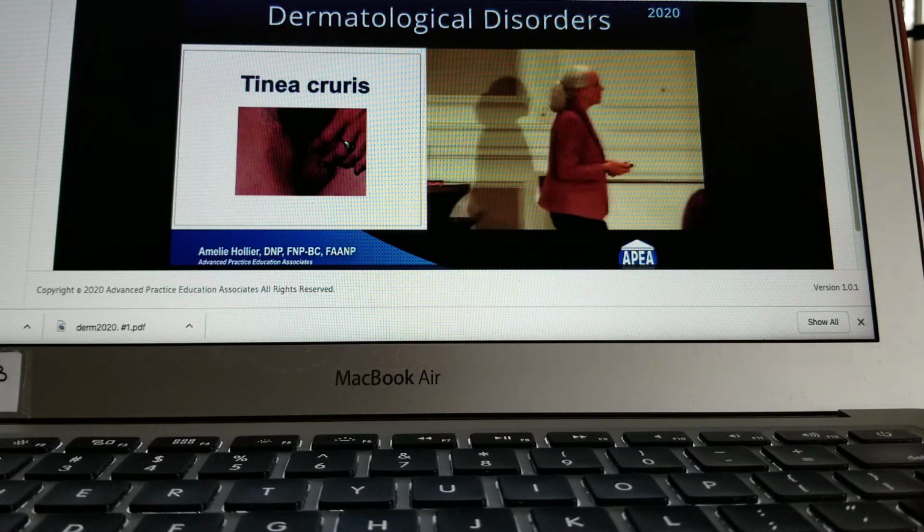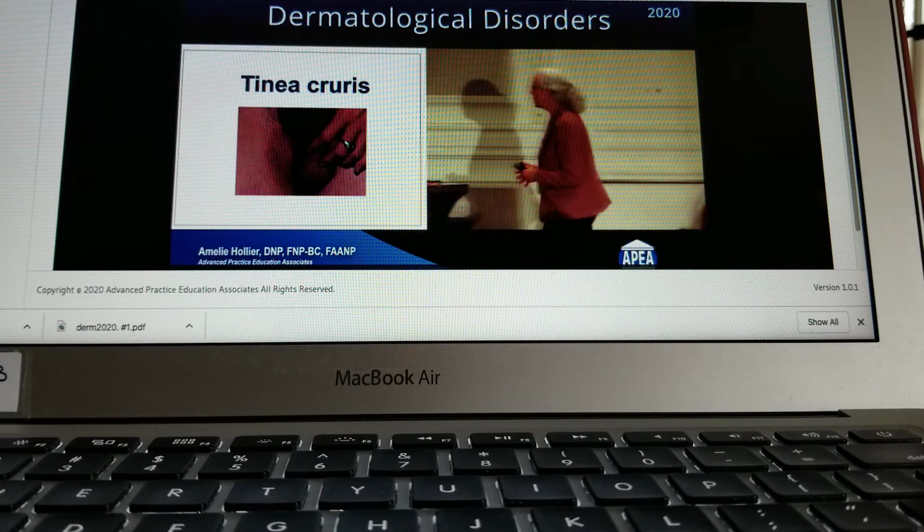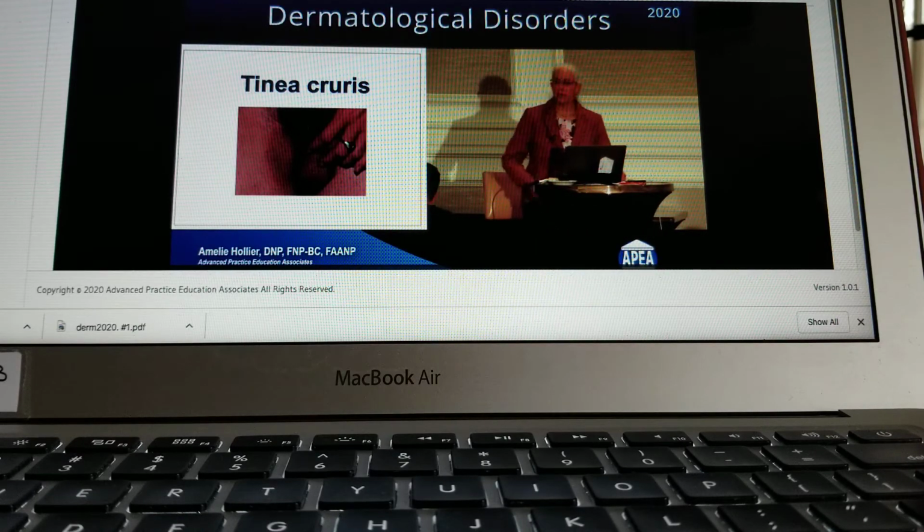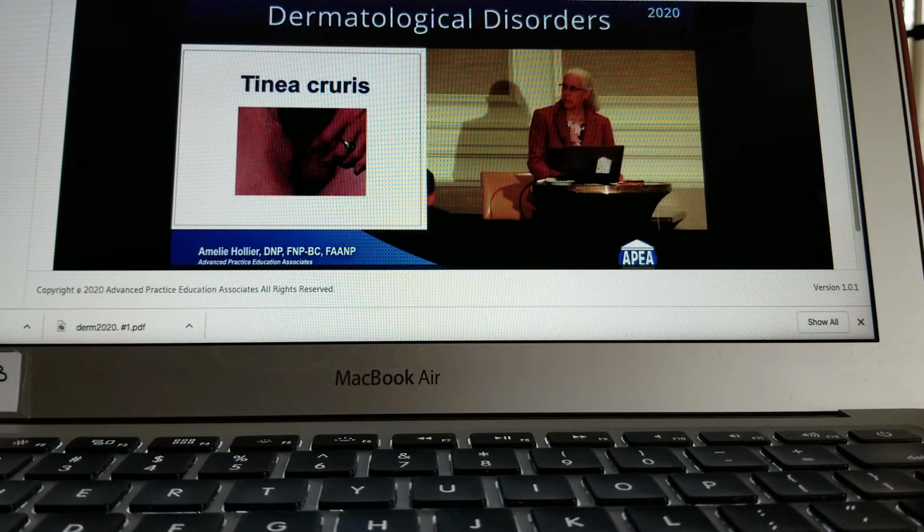Look at this example. This is an example of tinea cruris, which always affects the inner thighs, but it never affects the penis.